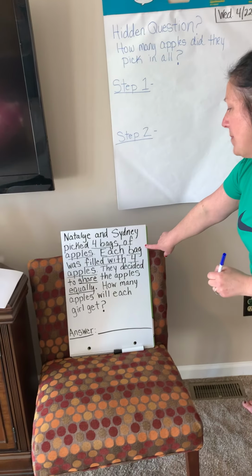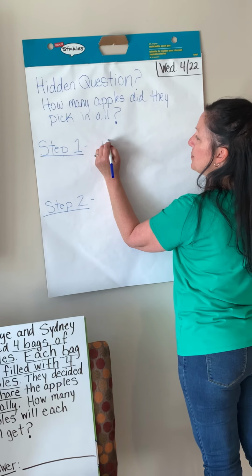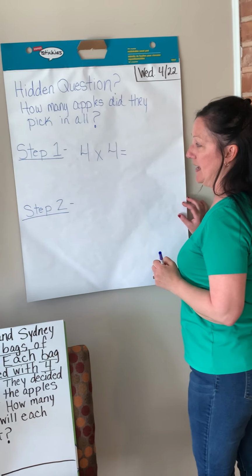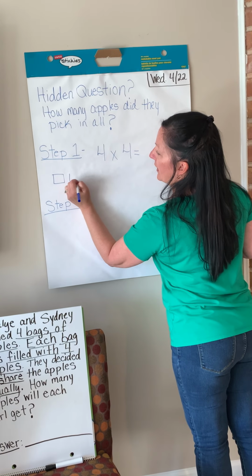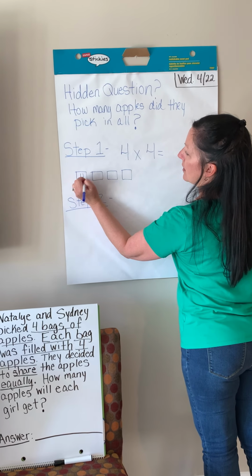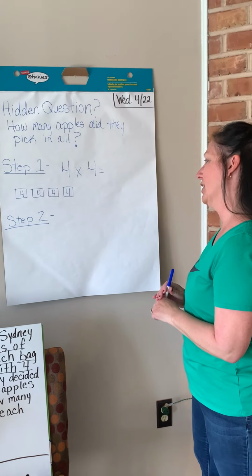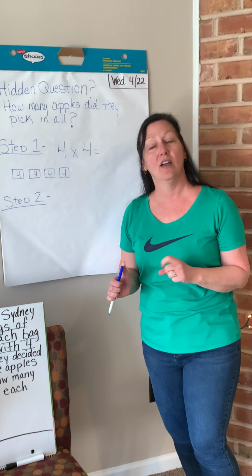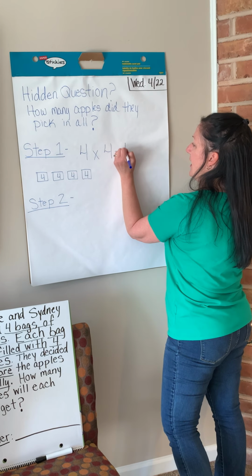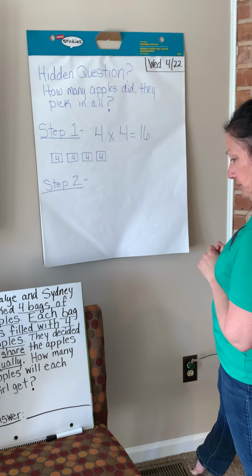Okay. All right. So they have 4 bags with 4 in each. So that's 4 groups of 4. We're multiplying. Draw out your bags. 1, 2, 3, 4 bags, 4 apples in each bag. Okay, there's your picture. So what do you need to do? We're multiplying. 4 times 4 is 16. Okay, so they picked 16 apples in all.